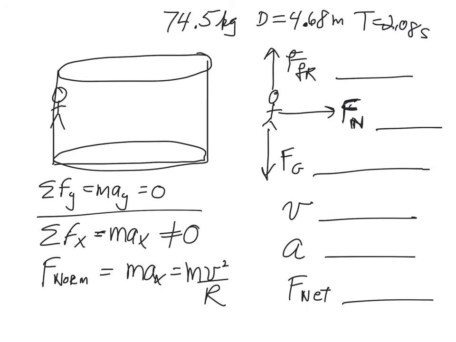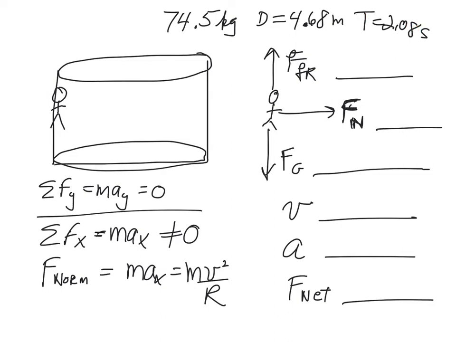Okay, here's the next type of problem that I see showing up on my sheet. We have the amusement park ride. The object is spinning rapidly. And so we're given the mass of the person. We're given the diameter of the cylinder and the time it takes, the so-called period, the time it takes to go 1 revolution. We use a capital T because that's the period.